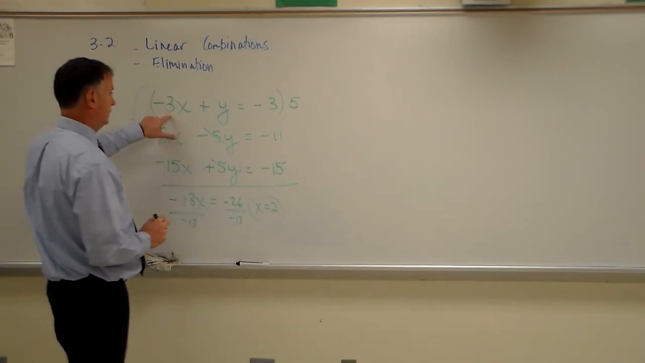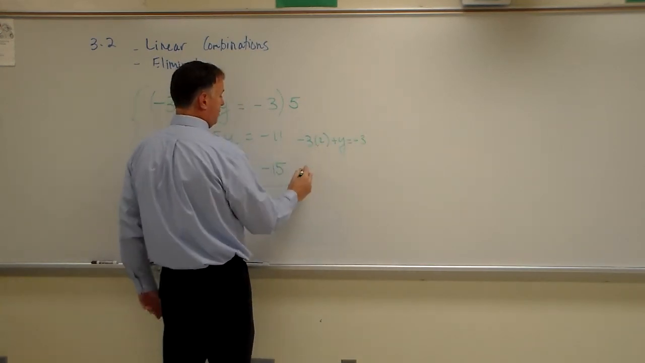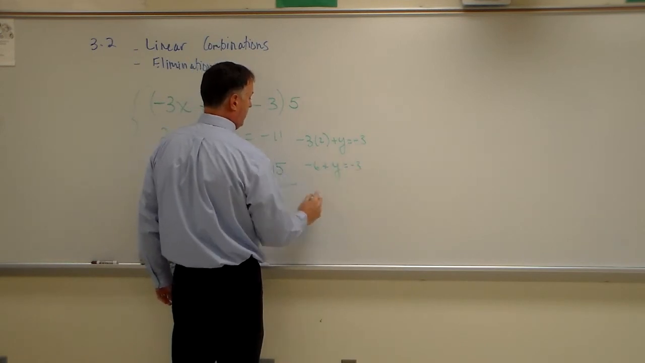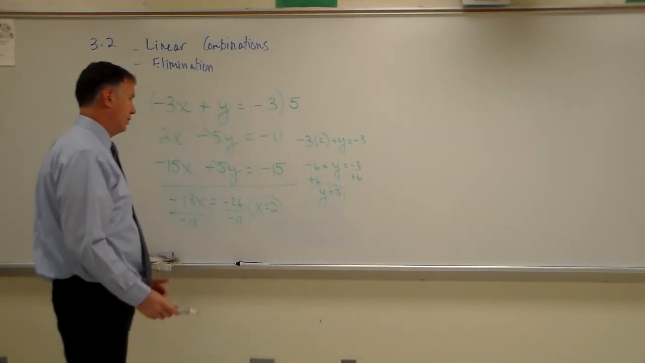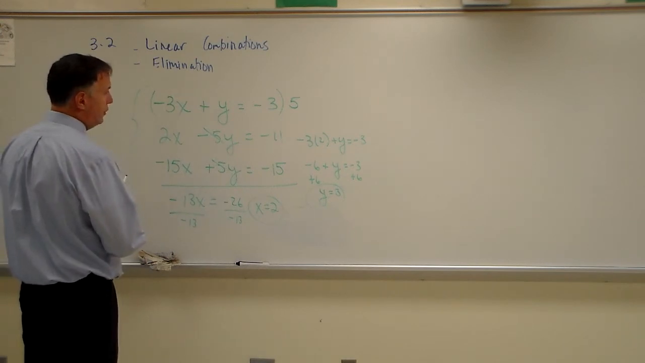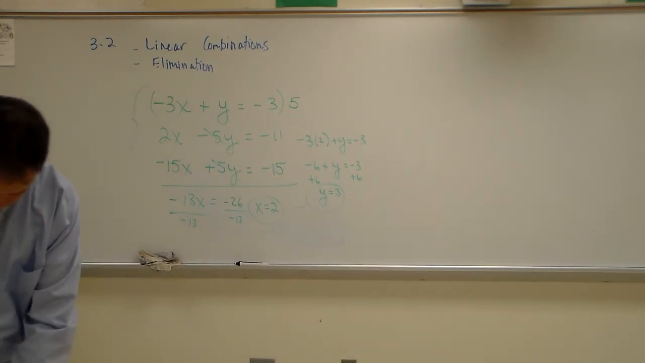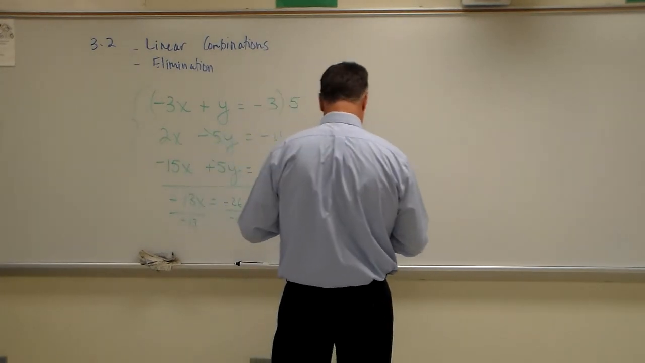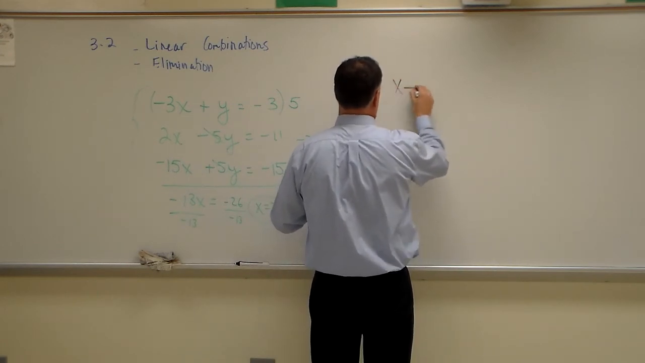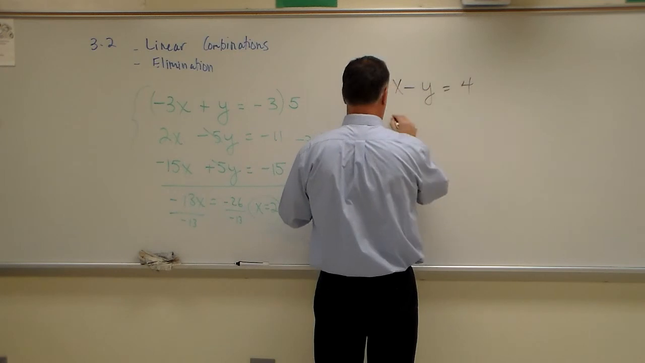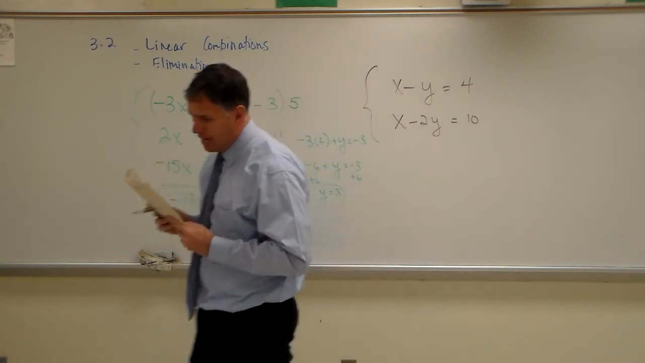Let's go up here. Negative 3 times 2 plus y equals negative 3. Negative 3 times 2 is negative 6 plus y equals negative 3. Plus 6, y equals 3. So 2, 3 is my solution. Okay? Let me give you guys one like that to try. And then there's one other type of problem that we could look at. Okay, take a look. Give it a shot, guys.